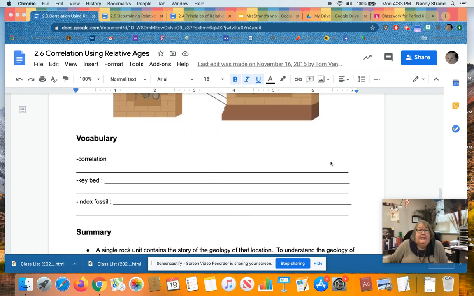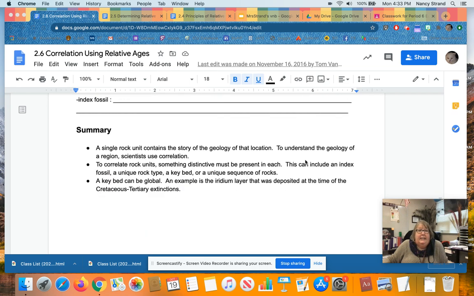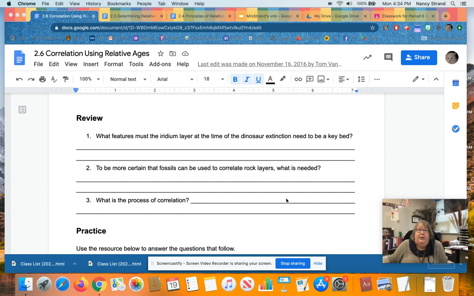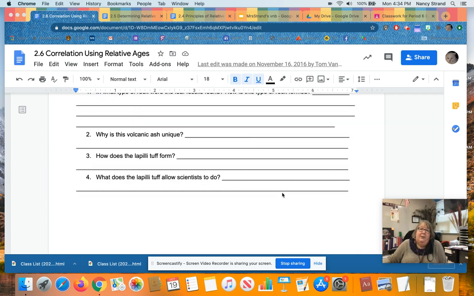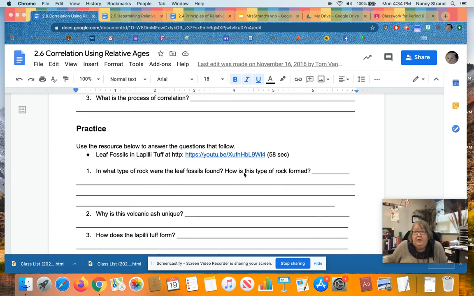Now, we've got some vocabulary that I think I've already sent to you. Kids, we've got some summary here. Please answer your review questions and your practice questions in your virtual notebooks.